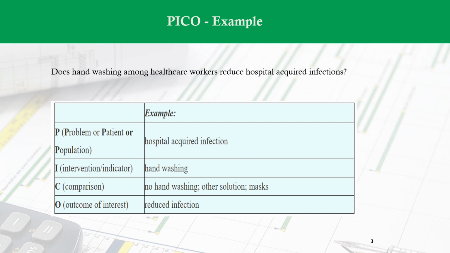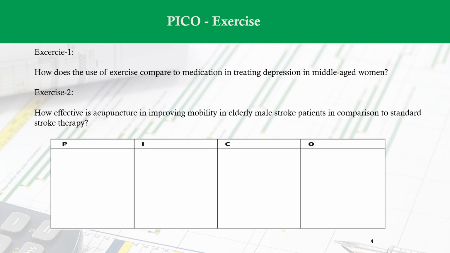In this example, P is the hospital-acquired infection. Intervention is hand washing. Comparison is made with no hand washing practices, other solutions or masks. And desired outcome is no or reduced infection. You can master the PICO technique by looking at these exercises and following the PICO table as a specimen.